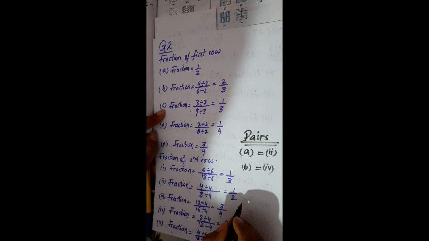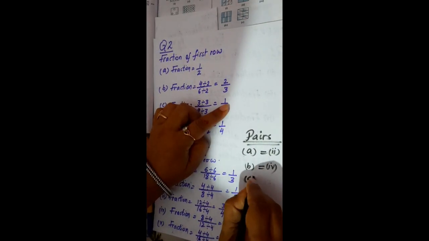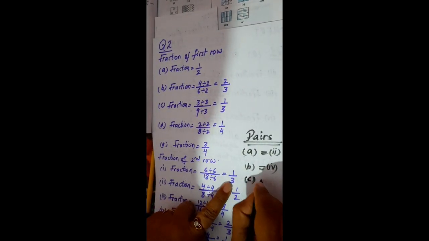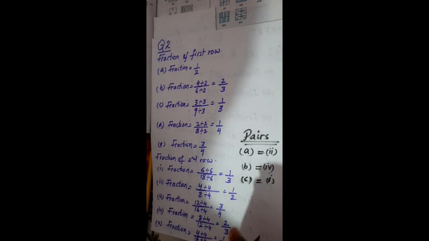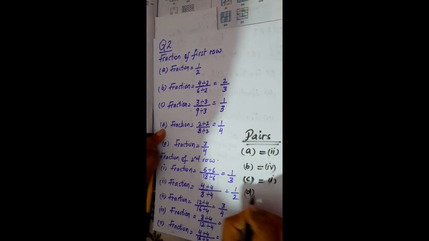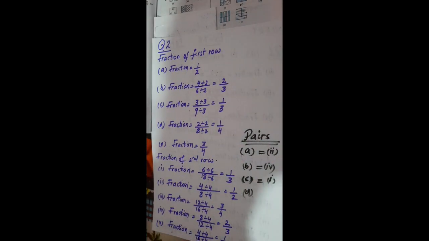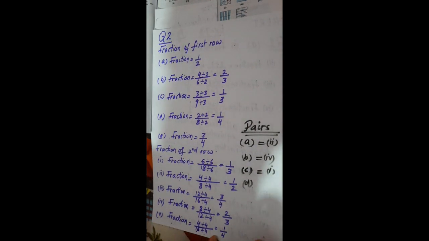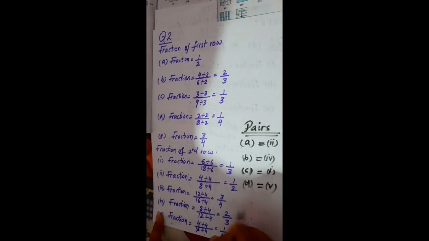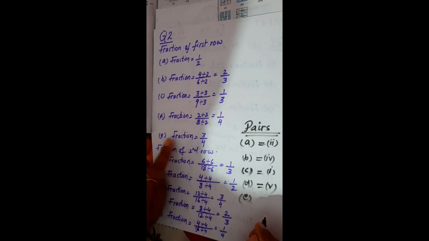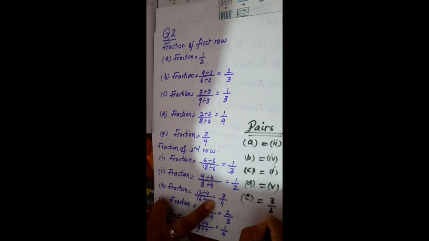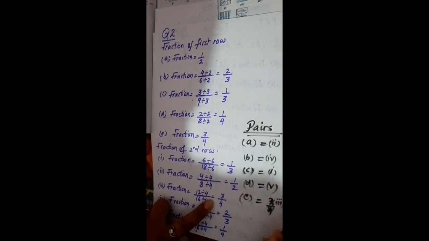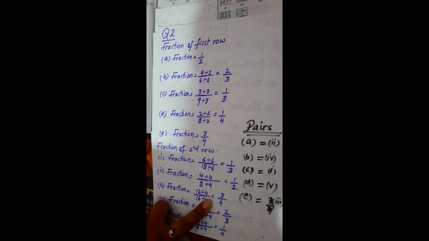Then we have c part, which is 1 upon 3, and here we have first part, that is 1 upon 3. Both are equal. C part is equals to first part. Then we have d part, that is 1 upon 4, and in this we have fifth, that is 1 upon 4. So d is equals to fifth. The next we have e part. E part is 3 upon 4, and here third part is 3 upon 4. So e part is equals to third part.